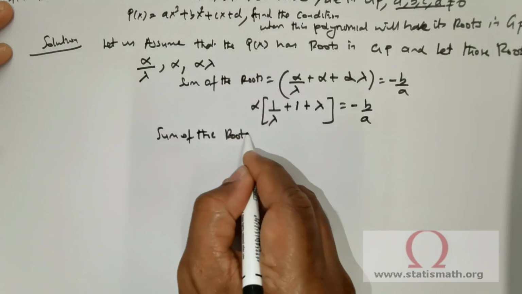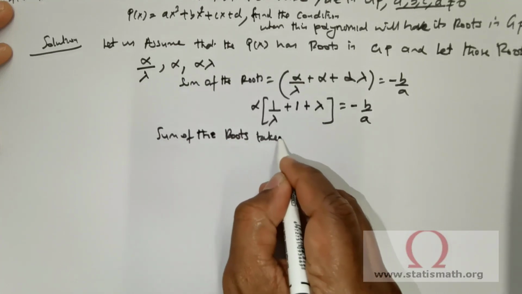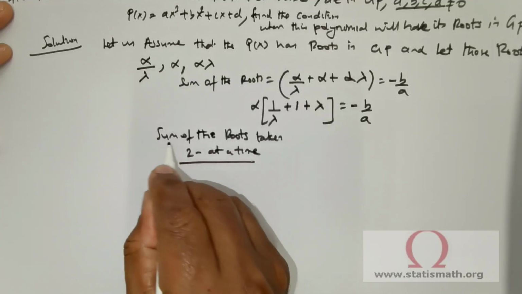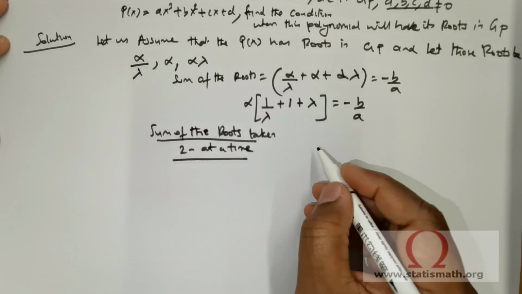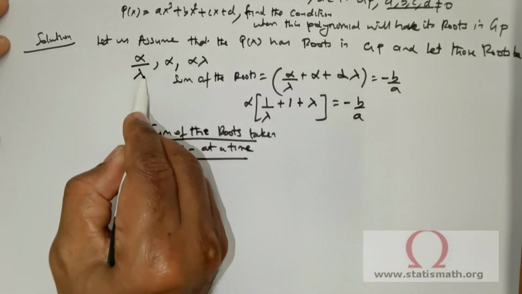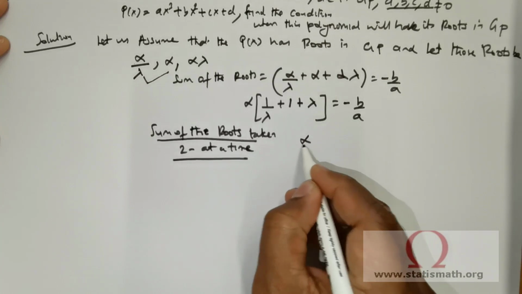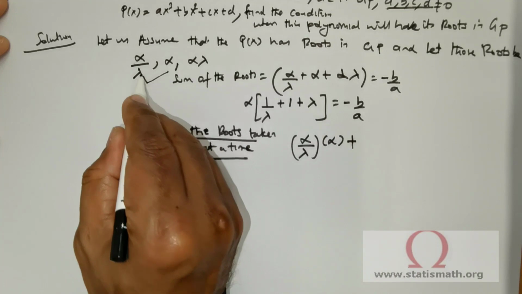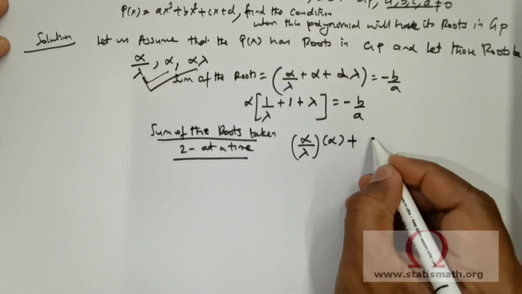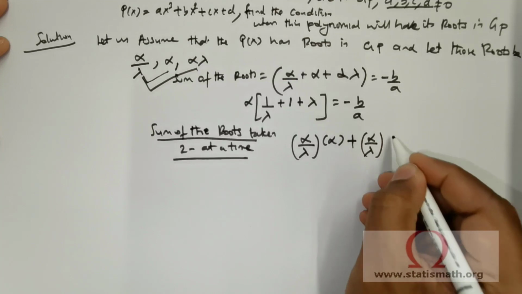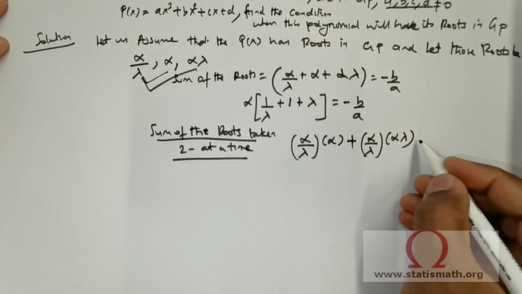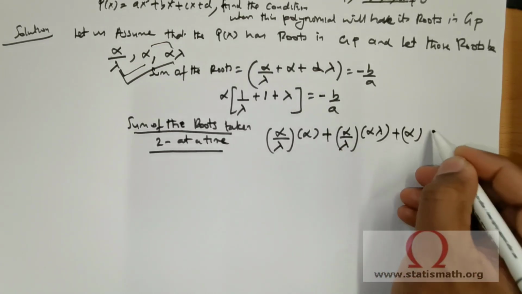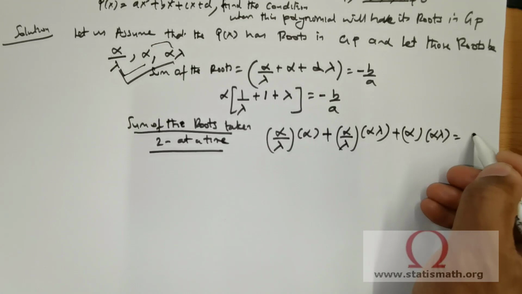Next, sum of the roots taken 2 at a time. So we are taking the roots 2 at a time. First, alpha over lambda multiplied with alpha, plus next alpha over lambda multiplied with alpha lambda, next alpha multiplied with alpha lambda. This is going to be c over a.